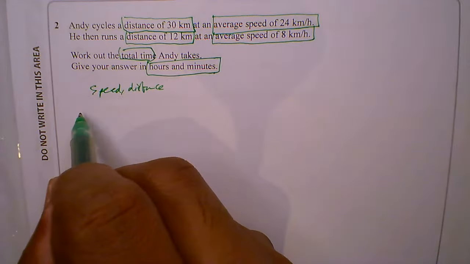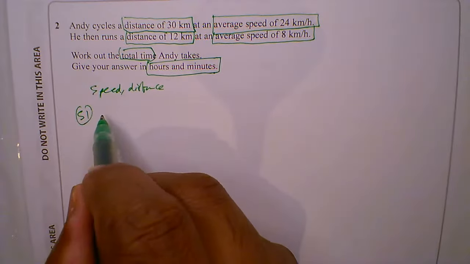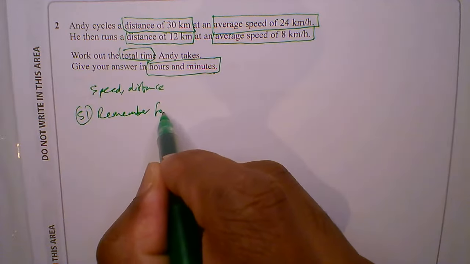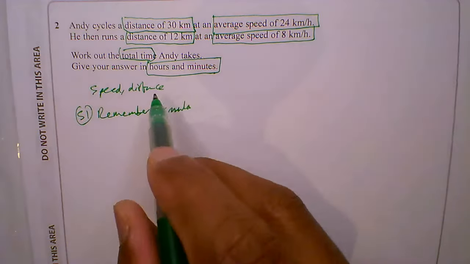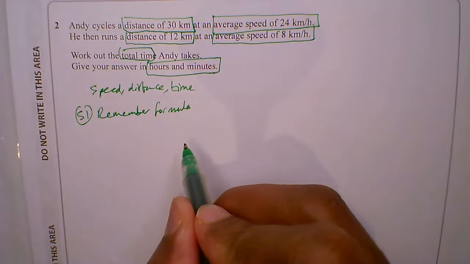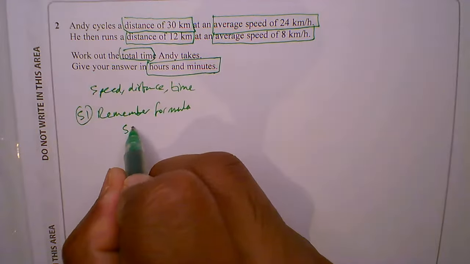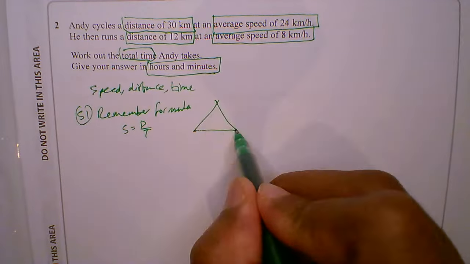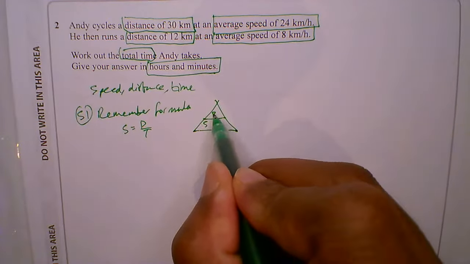So the first thing I need to do, step 1, is I need to remember my formula, which is speed equals distance divided by time. And from that I can have my triangle, speed, distance, time.